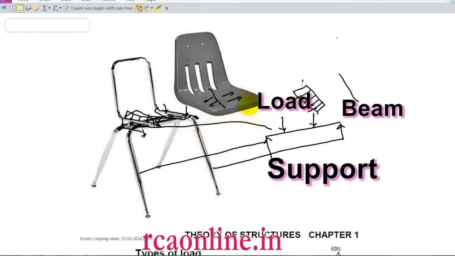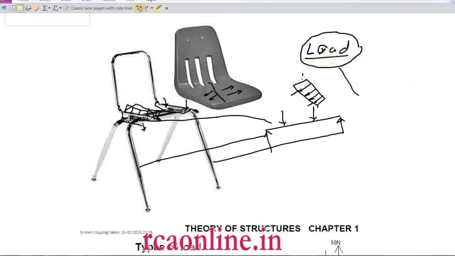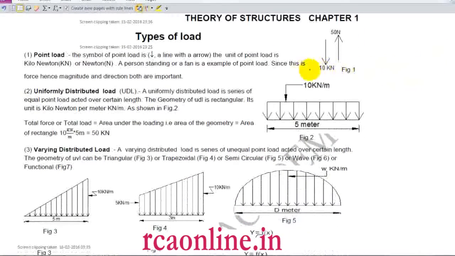I am emphasizing this so that I can tell you that finding a load is very important. If you don't find the load correctly, then your whole calculation will be wrong, as we see in this chair example. So first we will concentrate on load and then we will proceed ahead. So before finding the reaction, it becomes important to understand load and the classification of load also. So I have developed the chapter which is known as type of load.